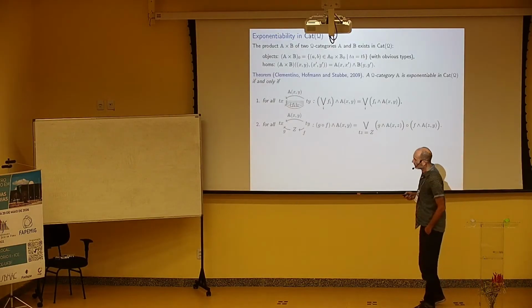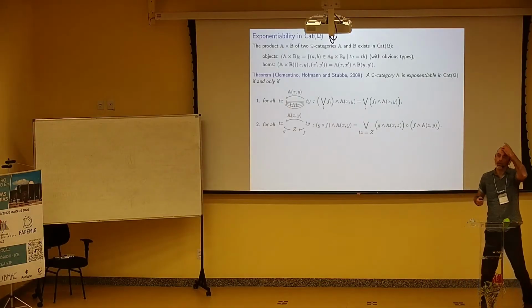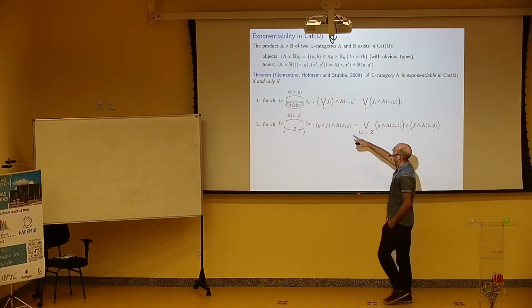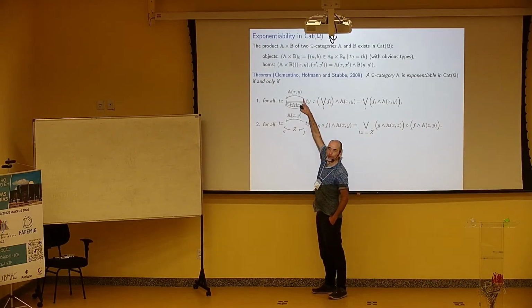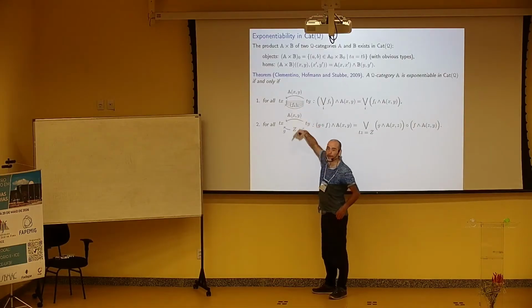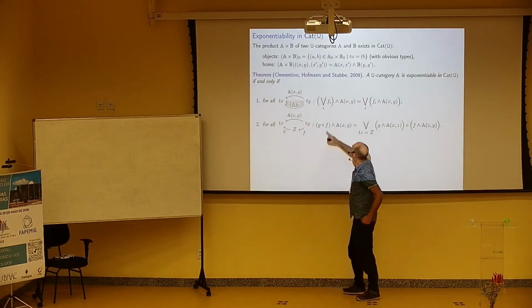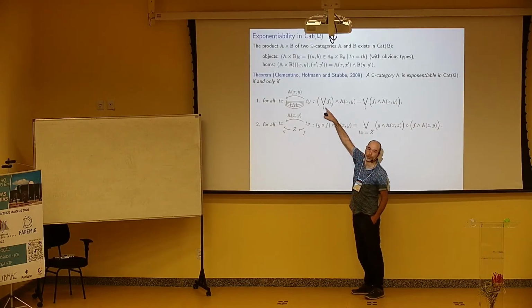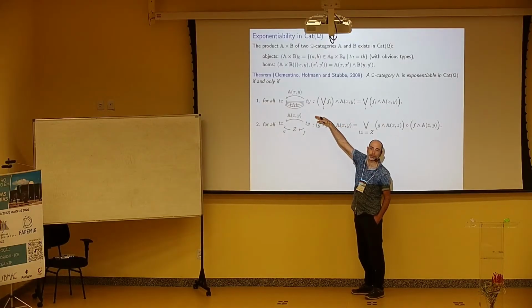Always. That's always the product in Cat Q for any Q. Here is a theorem we proved. When is a Q-category exponentiable? A Q-category A is exponentiable if and only if two conditions hold. For every hom arrow in your Q-category A, and any other bunch of parallel arrows, you need to have distributivity of the inf with your A(x,y) over the sup of any other bunch of arrows that are parallel.